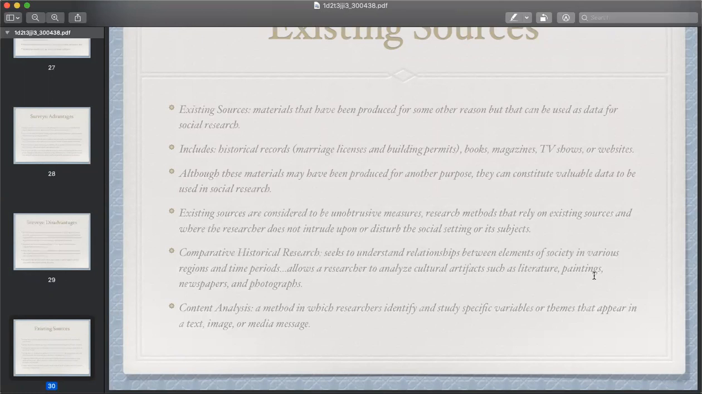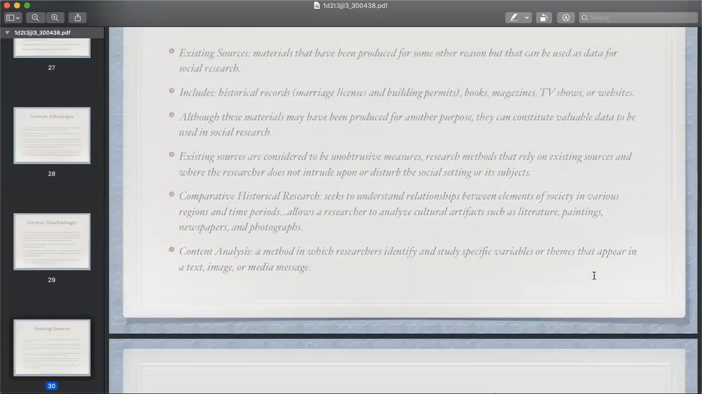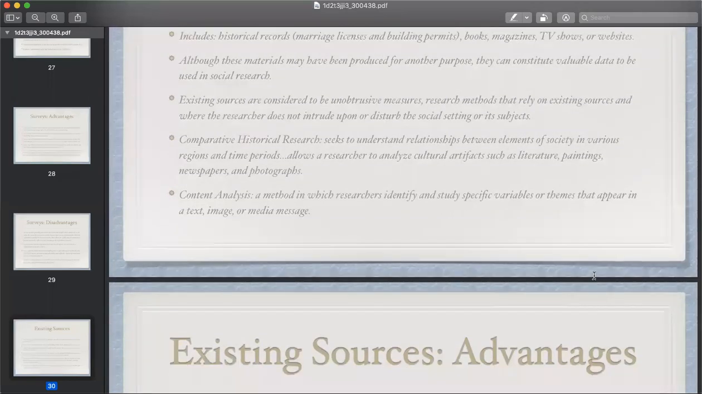We can look at what we call comparative historical research. And this seeks to understand relationships between the elements of societies in different regions at different time periods. It allows us to begin to analyze cultural artifacts, such as literature, paintings, newspapers, photographs, right? And start to develop conclusions about what all these different forms of documents or records tell us. We can provide content analysis, right? We look for themes, we look for variables, we look and establish categories that may appear in text or image or in the message of the media.